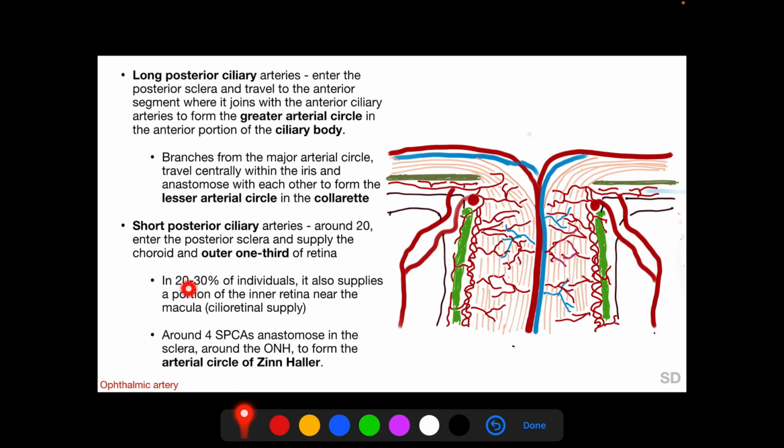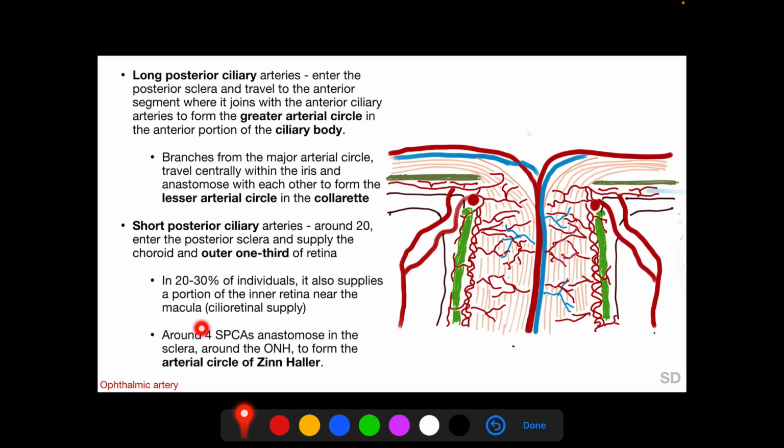In 20 to 30% of individuals, the short posterior ciliary arteries also supply a portion of the inner retina near the macula, and this is called the cilioretinal supply, which becomes very important in protecting the macula in cases of central retinal arterial occlusion in patients who have the cilioretinal supply.